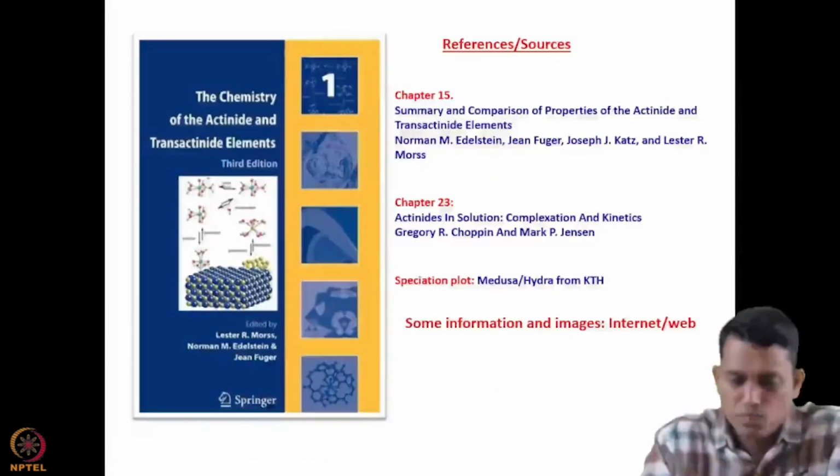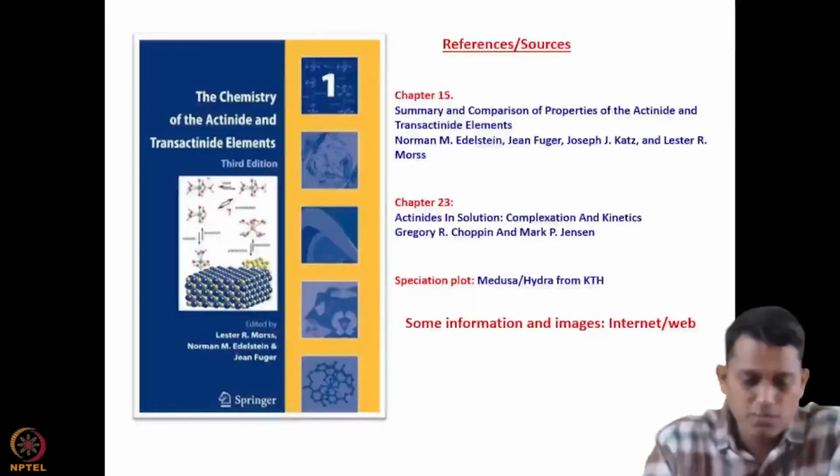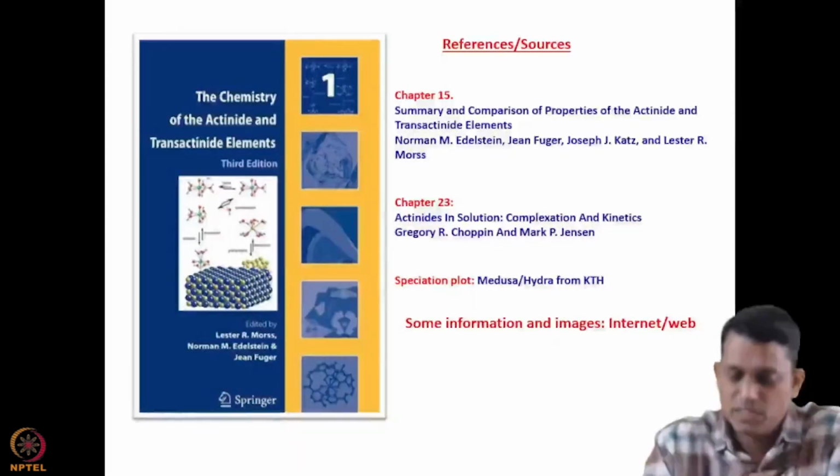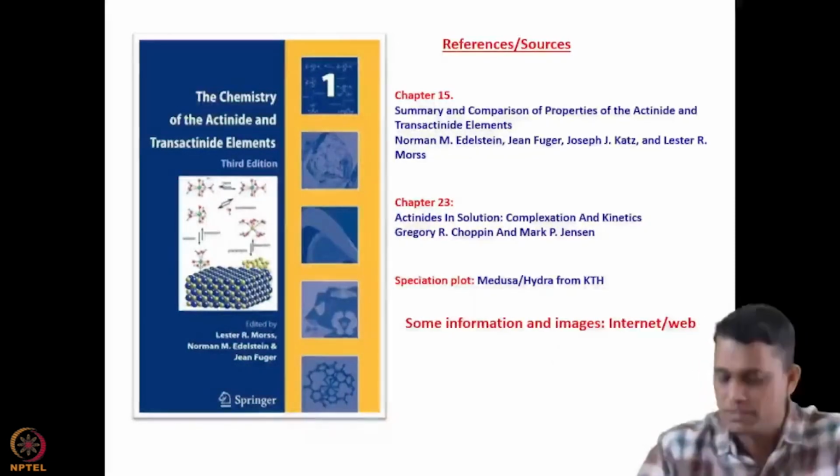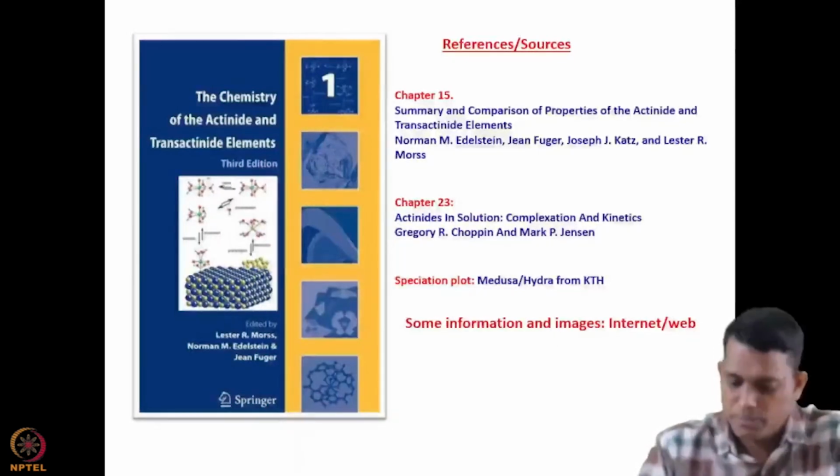First of all, I just want to add that these are the books I have used for my references, and some of the sources I have taken from the internet. I've used primarily this book, the Chemistry of the Actinide and Transactinide Elements, in which I have generally considered chapter 15 and chapter 23. I've used Medusa or Hydra based software for the speciation plots. I've also taken some information from the internet and web for this presentation.